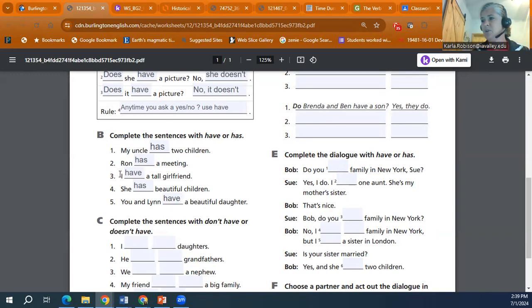So that one kind of breaks the rules a little bit. So you have to always pay attention to your pronouns, okay? He, she, it's labeling a singular man or woman, you're going to use has. Anytime you have a you or I in there, you're going to use have.